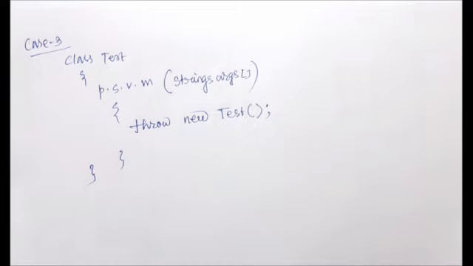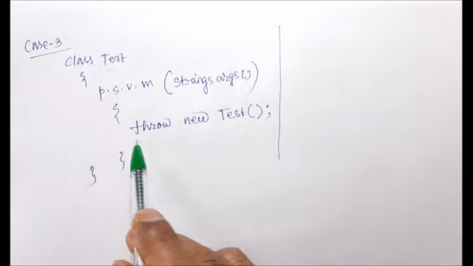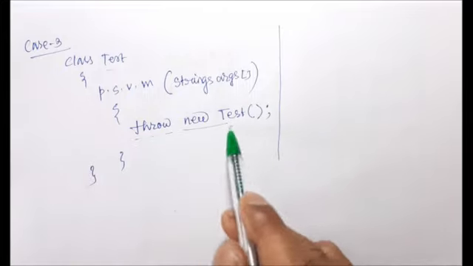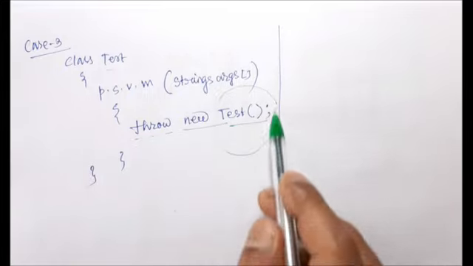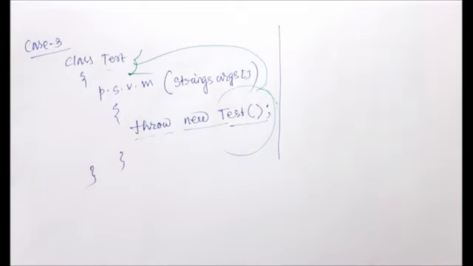Now tell me, what is the problem here? Is there any problem? In case 3, class Test, okay, no problem. I am throwing new exception. Here the exception class is the Test class. Is it acceptable or not? No, it is not acceptable.